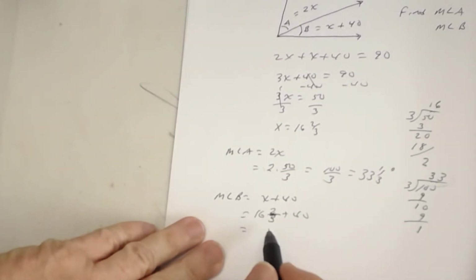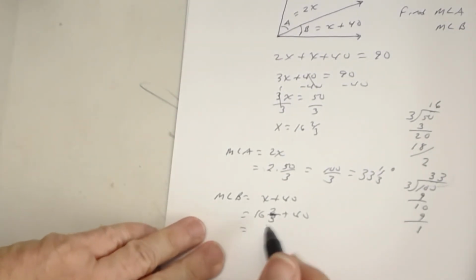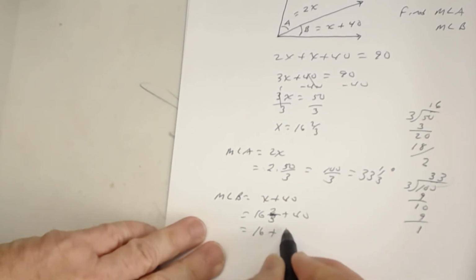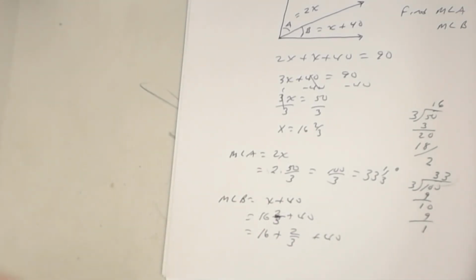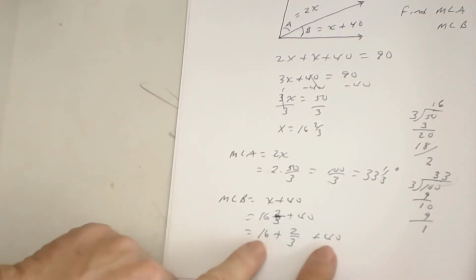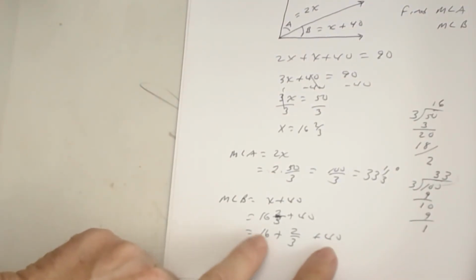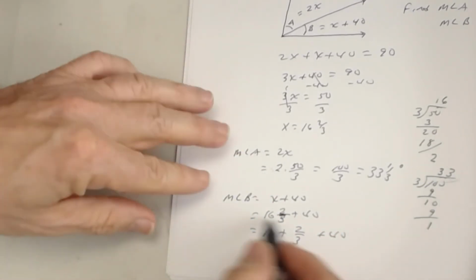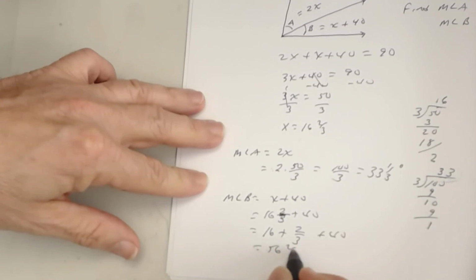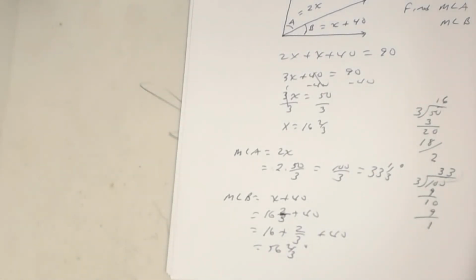It makes sense because what does 16 and 2/3 mean? 16 and 2/3 means 16 plus what? 2/3, right? That's what this means. And you're adding 40. Remember, we can add in any order. Addition is commutative. So what's 16 plus 40? 56. And then we get 56 and 2/3. So that's why you can do that. Degrees. And there's your answer.